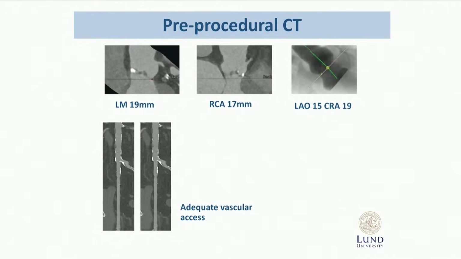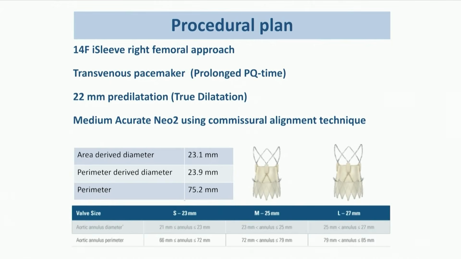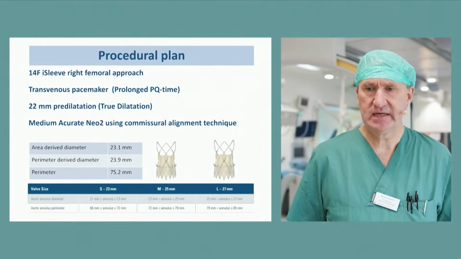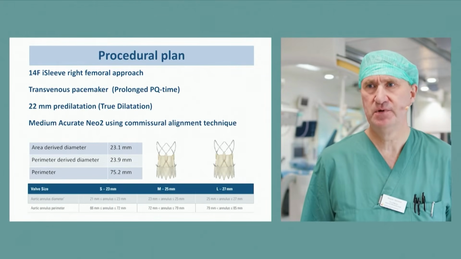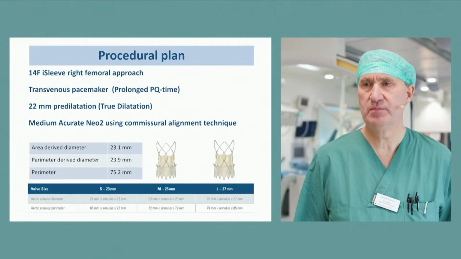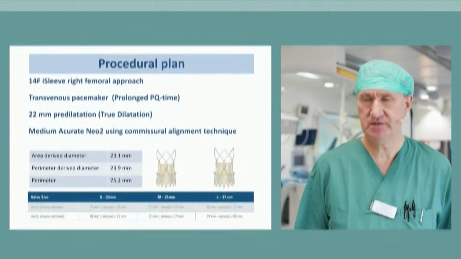So the procedure plan was a 14-French high sleeve introducer on the right side, and a transvenous pacemaker, given that he had a prolonged PQ time and also wide QRS complexes. 22 millimeter pre-dilatation just to crack open that calcification in the non-coronary cusp. And a medium ACURATE NEO2, and looking at sizes, this ends up very much in the middle of a medium ACURATE 2 valve.